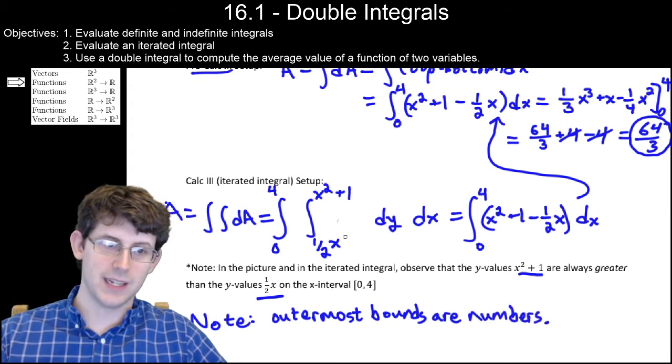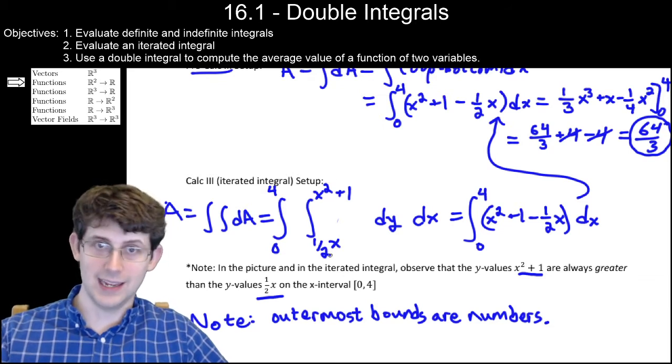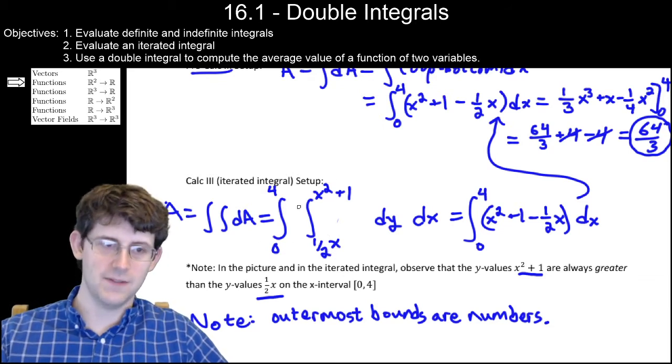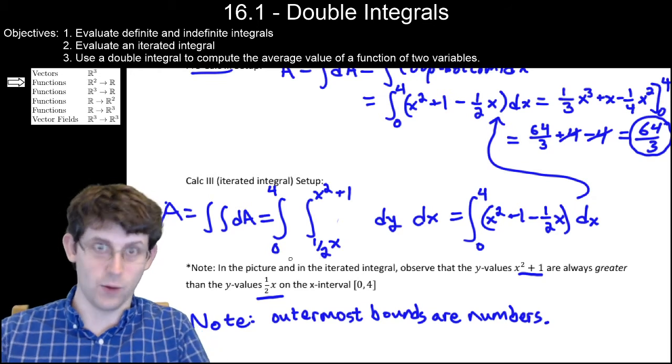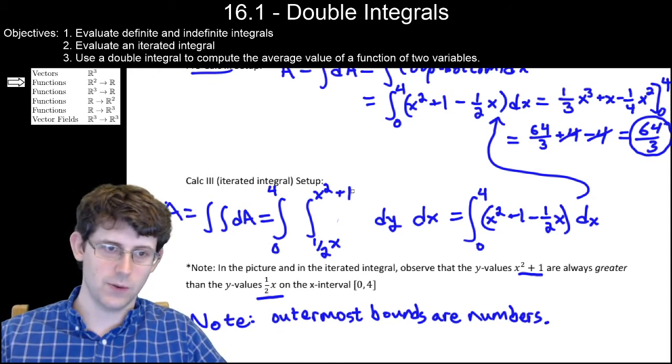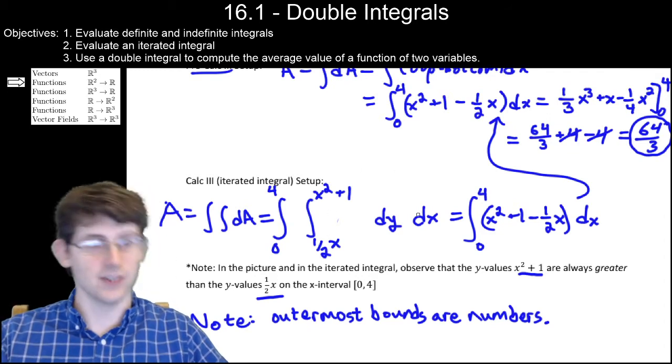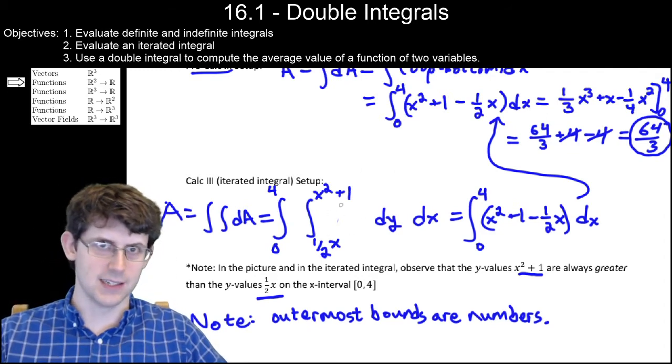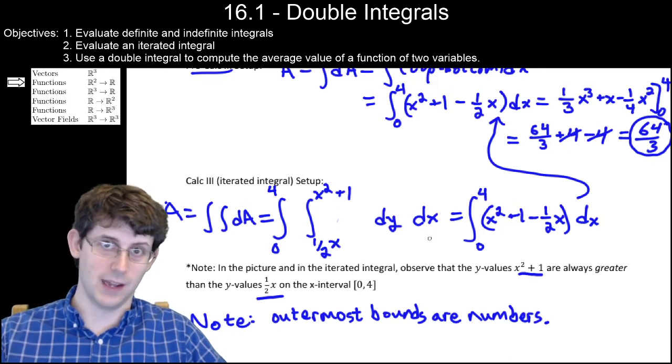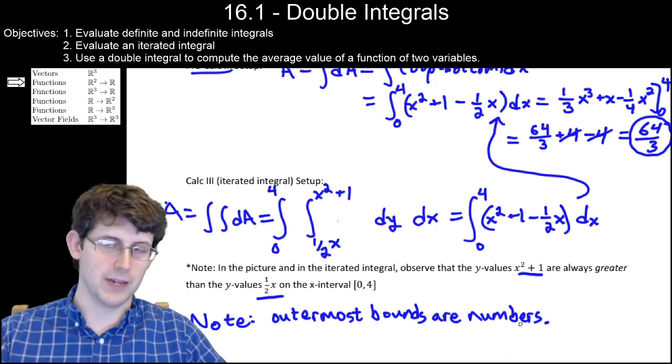If you've got variables in the bounds on the inside, they have to go away somehow. Any variable in a bound has to get integrated away eventually. So if there's a variable in the bounds, it's getting ready to be integrated later. These x's in the inside integral's bounds will get integrated away when we do the outer integral. So the outermost bounds are always numbers.